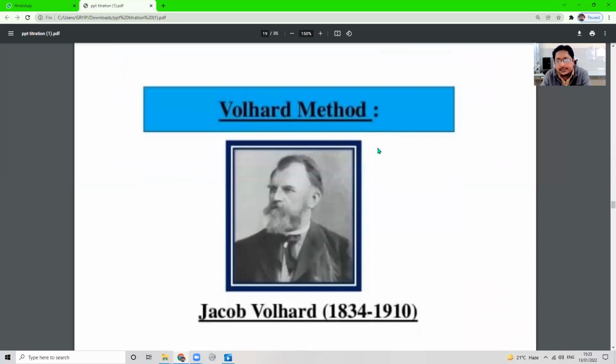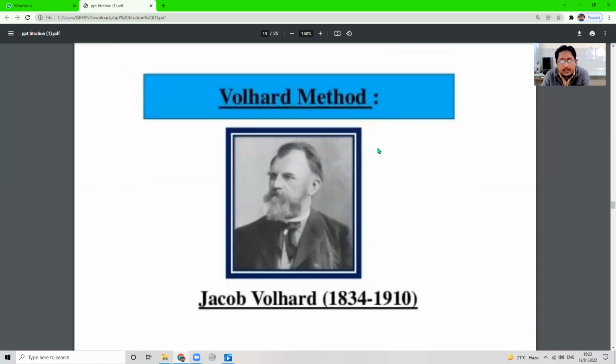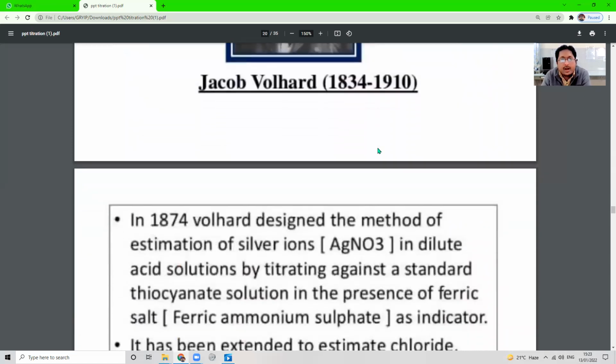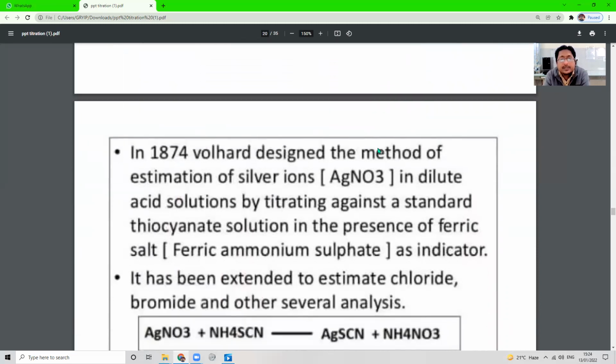Now the second method is the Volhard method. It was developed by Jacob Volhard in 1874. In this method, silver ion in dilute acid solution is estimated by titrating against a standard thiocyanate solution in the presence of ferric ammonium sulfate. Ferric ammonium sulfate is used as an indicator, and this is a titration in which we perform the back titration. Okay, this is an example of back titration.